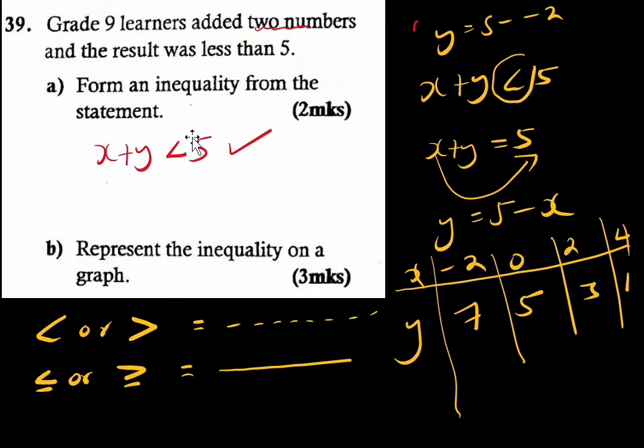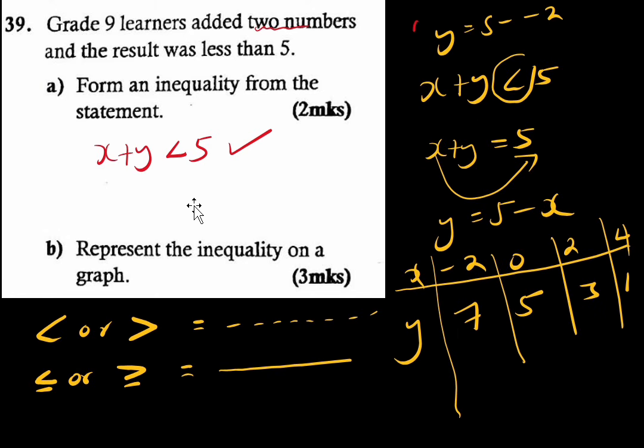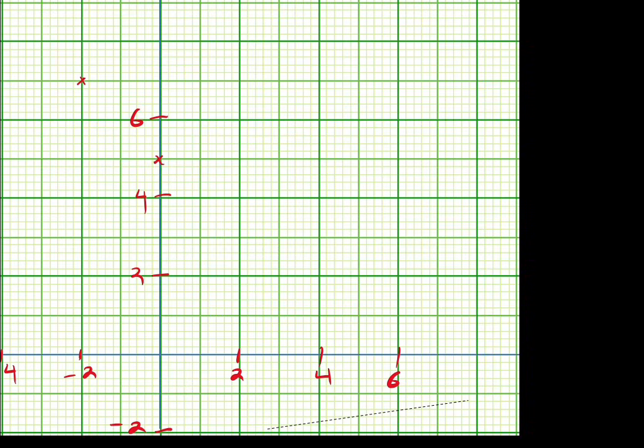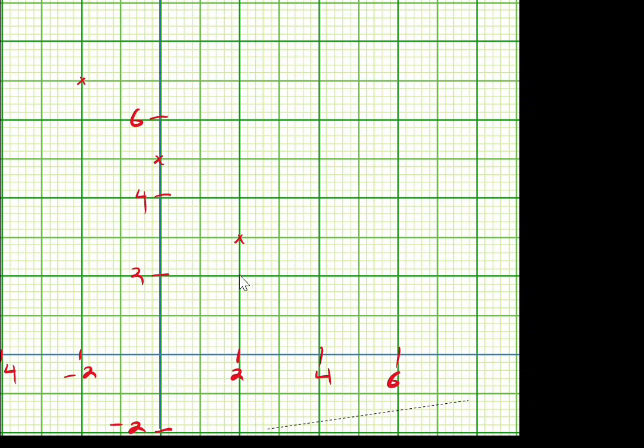So the first point is negative 2, 7. Negative 2 is here, and then 7 on the y. So here we have negative 2, 7. The point is there. The second point, we have 0, 5. So 0 is here, 5 is here. Then we have another point which is 2, 3. On the x, we have 2, then on the y, 3 is there. Then finally, we have 4, 1. On the x-axis, the point is 4, on the y is 1. So 4, 1 is there.